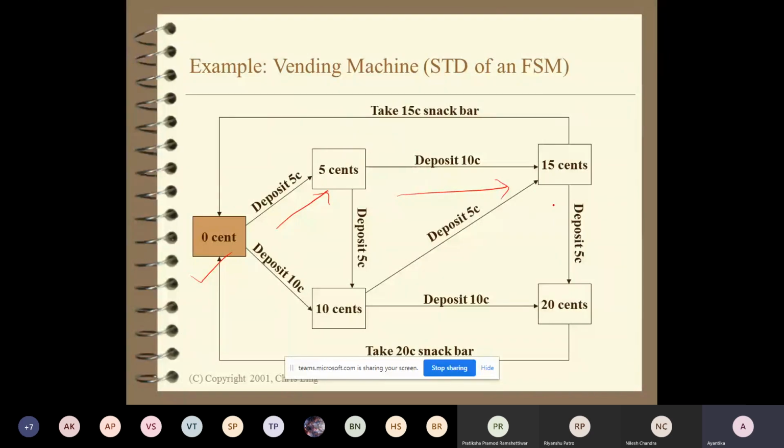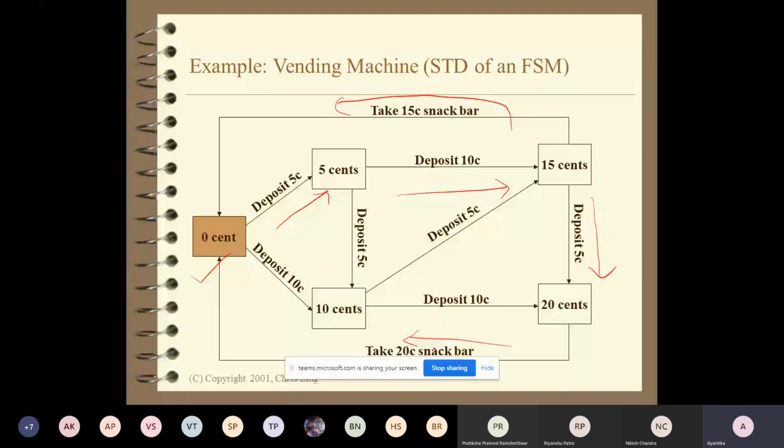At this point, you may take a 50 rupee or 50 cent snack, or if you are interested in taking maybe a 20 rupee snack, 20 rupee Coke or something like that, then you have to deposit some more money. That means an added extra 5 cents, and then only you can move to this 20 cents path and take this 20 cent snack from the snack bar or from the vending machine.